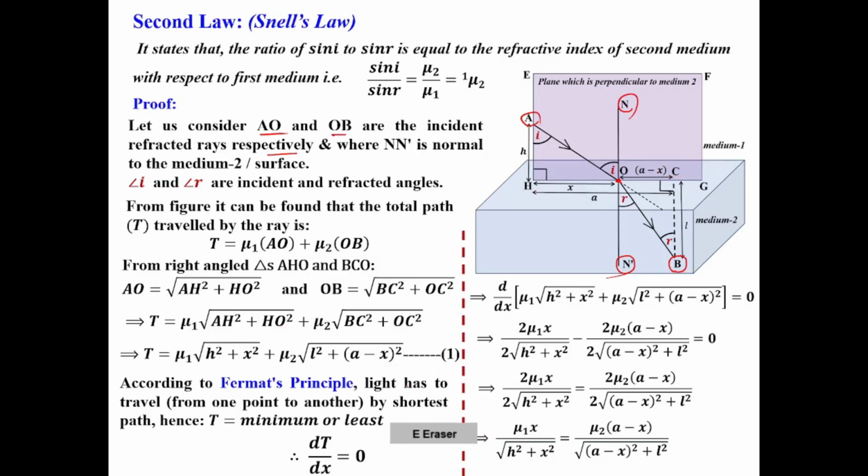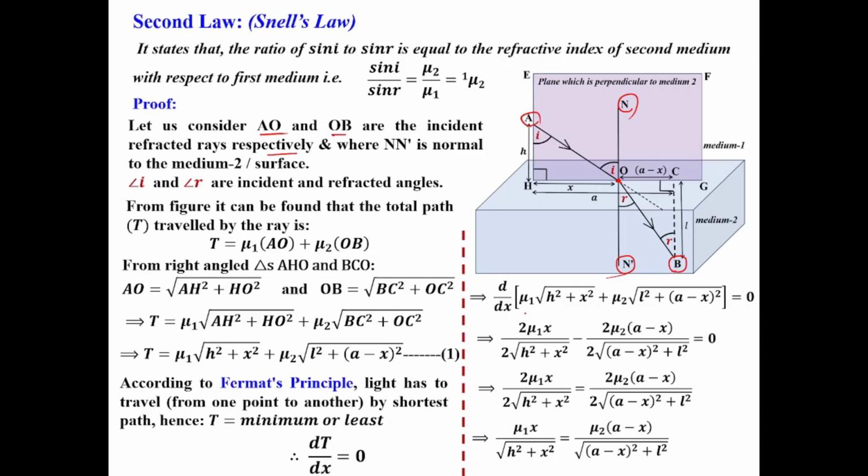Now we are going to apply the Fermat principle on equation number 1. According to Fermat principle, light has to travel from one point to another by the shortest path. That means T is the minimum or least. Therefore, the derivative with respect to x will be equal to 0. That is, dT by dx should be 0.